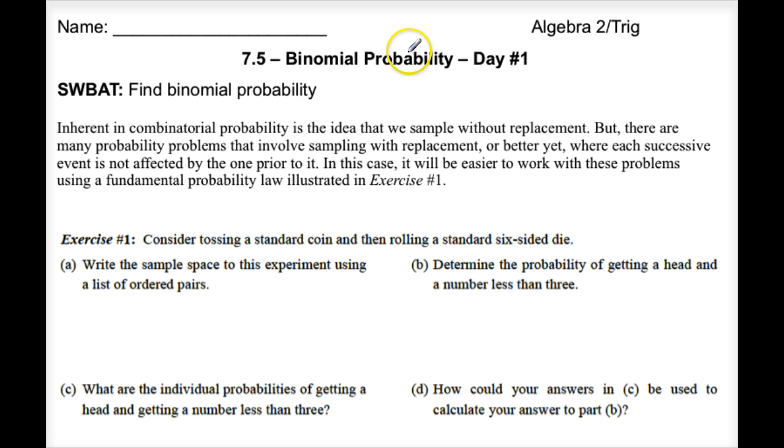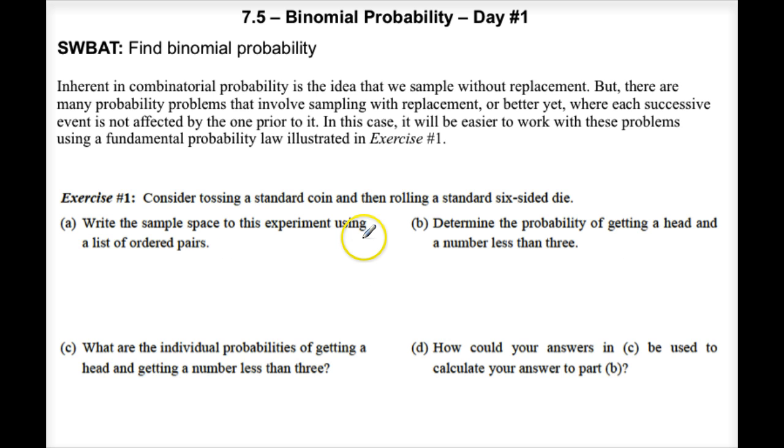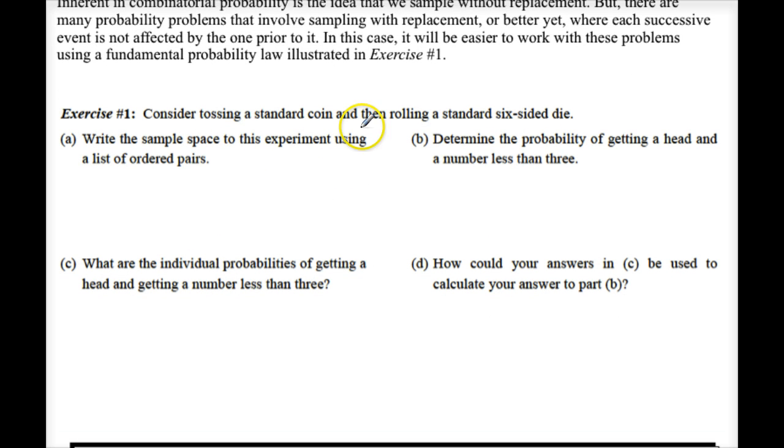In this case, it will be easier to work with problems using the fundamental probability law, which we're going to talk about in exercise 1. Consider tossing a coin, which is heads or tail, and rolling a die, which is 1, 2, 3, 4, 5, or 6. Write the sample space to this experiment using the list of ordered pairs.